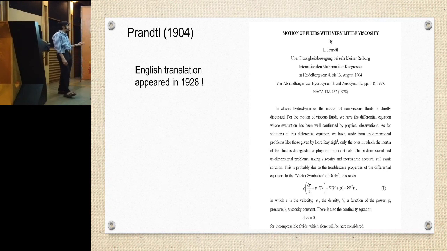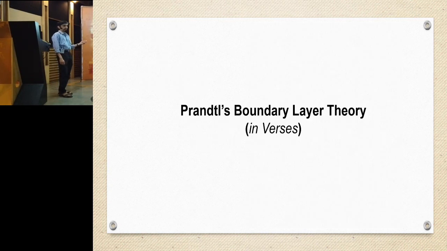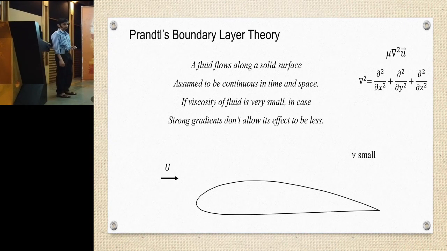So let's now take a look at what constitutes Prandtl's boundary layer theory. Let's look at it in verses. Let's do a poetic justice with this great idea. So let's start. Fluid flows along a solid surface, assumed to be continuous in time and space. That's the continuum hypothesis. The fluid is continuous in time and space, and that's why we can use partial differential equations.